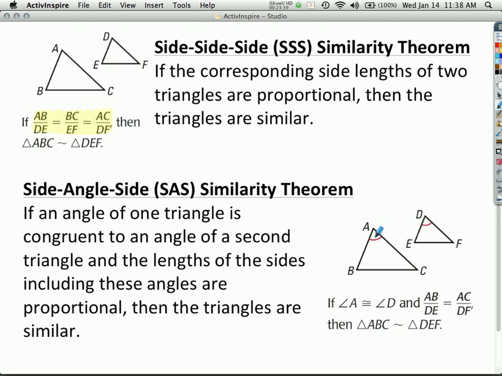If you have an angle in one triangle congruent to the corresponding angle in the other, and the sides that form that angle are proportional, so this angle is an included angle, then you can also say that the triangles are similar. Any questions? It'll make much more sense when we do it.